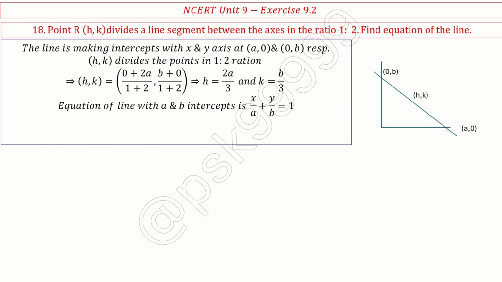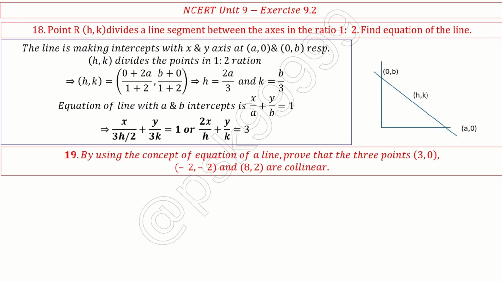Now I know my intercept form of the equation, which is x by a plus y by b equal to 1, with a equal to 3h by 2 and b equal to 3k. So if I substitute these values, I'll get 2x by h plus y by k equal to 3.